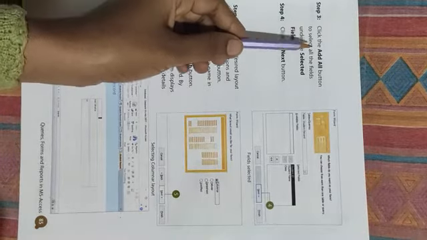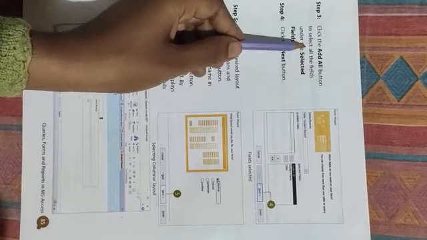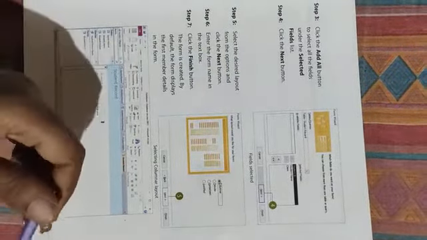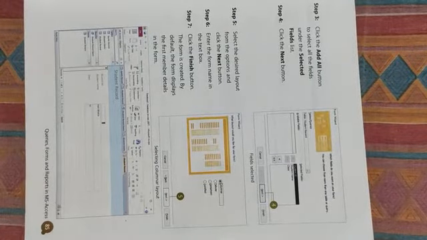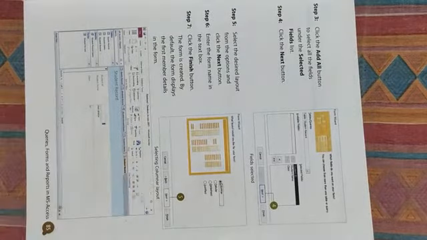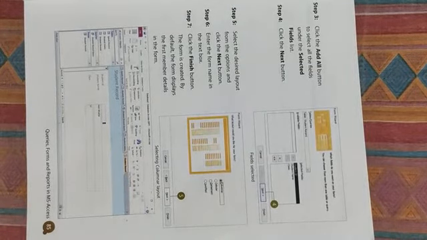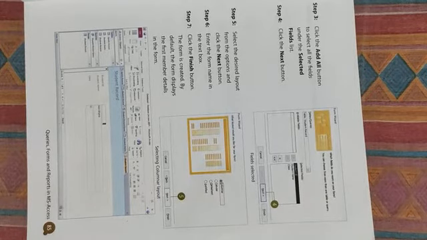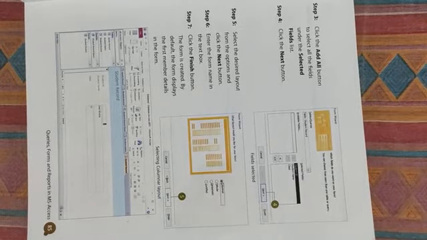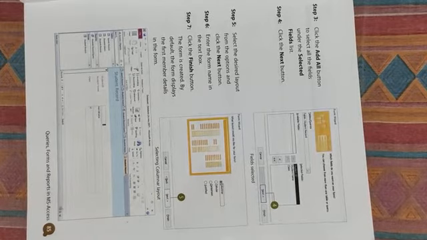Now step 3. Click the add all button to move all the fields under the selected fields list. Now step 4. Click the next button. This is your next button. And step 5. Select the desired layout from the options and click the next button. Step 6. Enter the form name in the text box. Step 7. Click the finish button. The form is created. By default, the form displays the first member details.